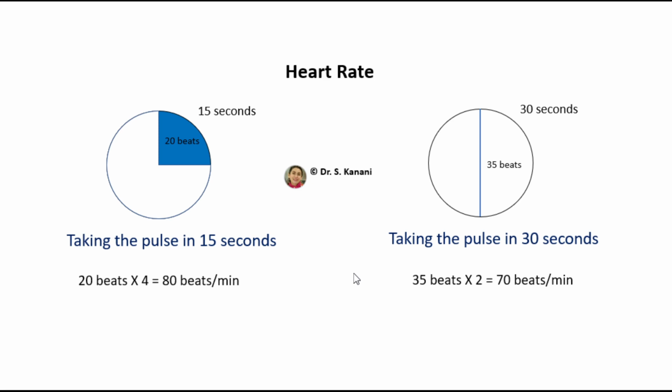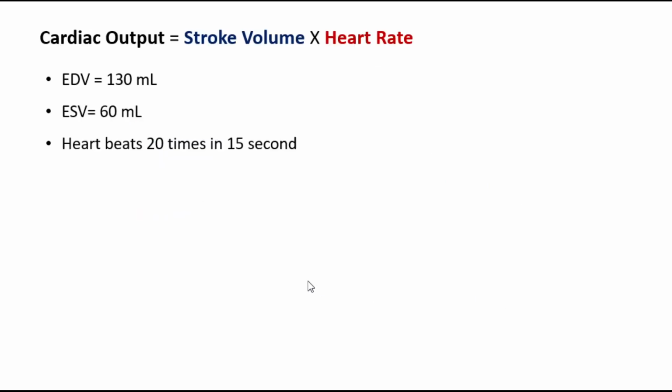But here we need to pay attention when we take the pulse. Are we taking the pulse for 1 full minute, or do we take it for a percentage of a minute? For example, if you take the pulse only for 15 seconds, clearly the number that you count should be multiplied by 4, because we have 15 seconds in 1 minute. But if you take the pulse in 30 seconds, the number that you count should be multiplied by 2 to get the heart rate. So here we have an example.